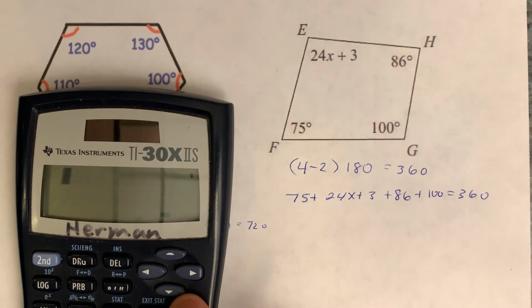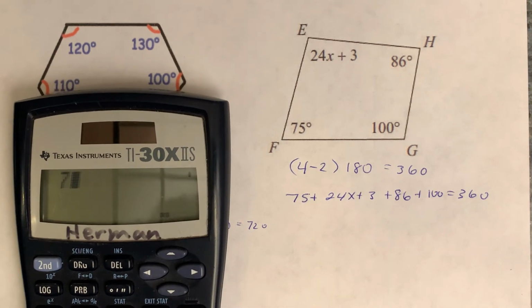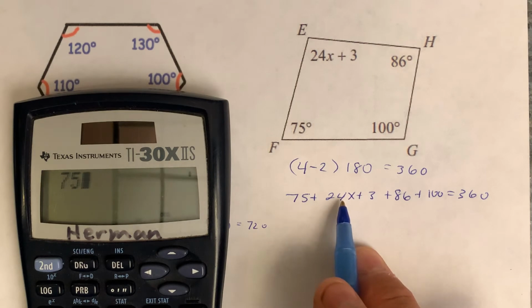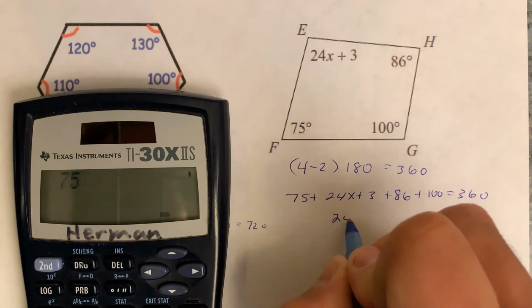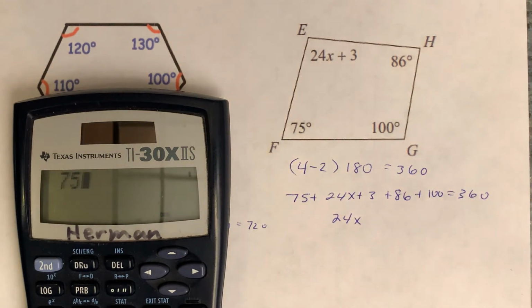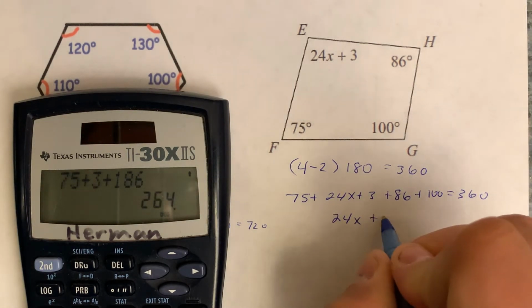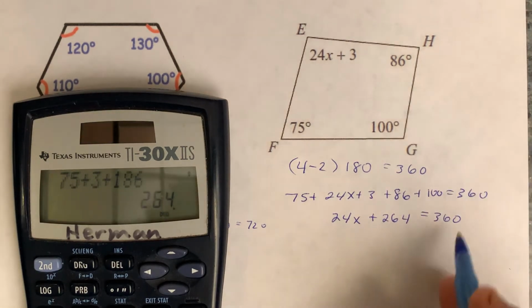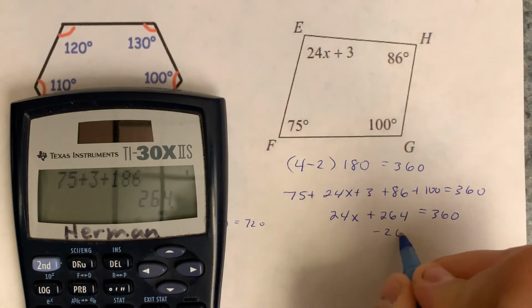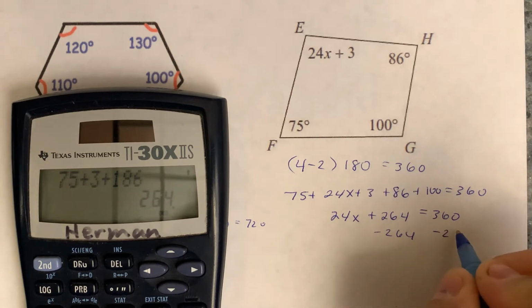Okay, so let's try this one now. So I've got 75. Remember, you don't add the 24x because that's not a like term. So you save that by bringing it down as 24x. 75 plus 3 plus 86 plus 100, right? So it's 264 plus 24x equals 360. Then subtract the 264 from both sides.